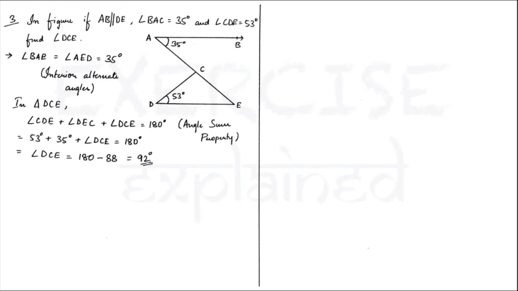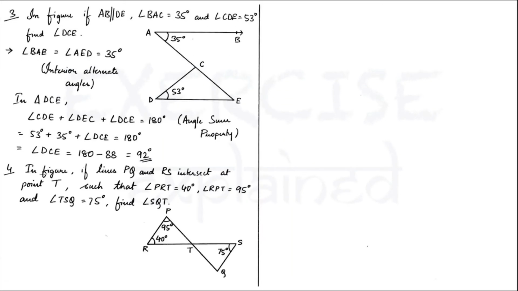So let's get into the next question, that is, in the figure, lines PQ and RS intersect at point T. So PQ and RS are intersecting at T such that PRT is equal to 40 degrees. So PRT is given as 40 degrees. RPT, that is this angle, is given as 95 degrees, and TSQ, that means this angle over here, is given as 75 degrees. Find angle SQT, that means we need to find this angle.